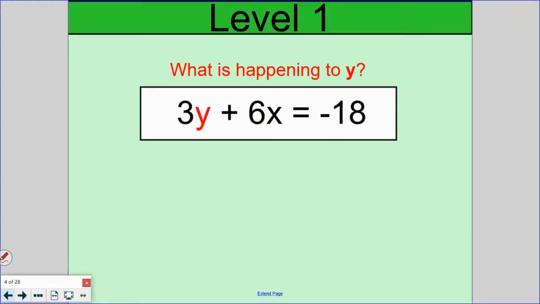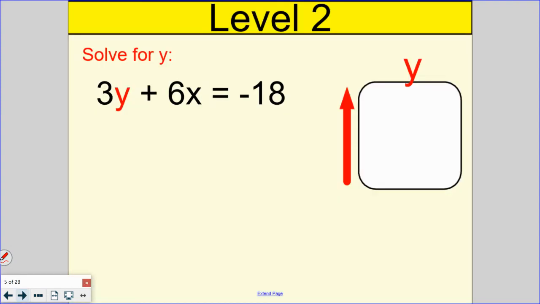All right. Here. What is happening to y in this one? Well, y is being multiplied by 3. We see that. But we're also adding 6x. Ooh. We know if we follow our same steps that we've been doing, this works out just fine. This is where this short chart comes really in handy.